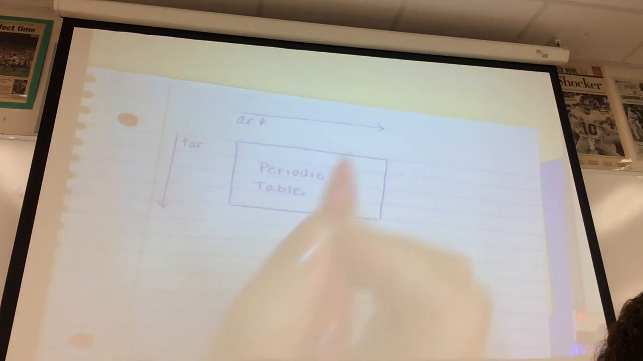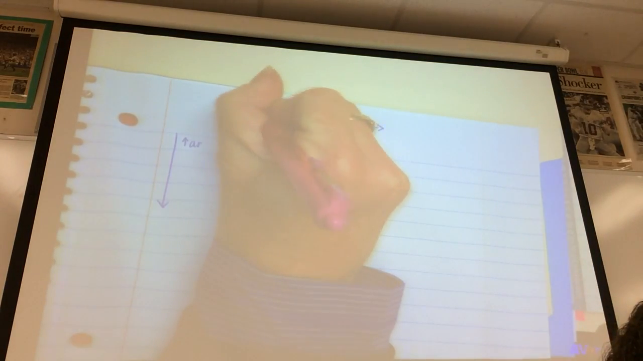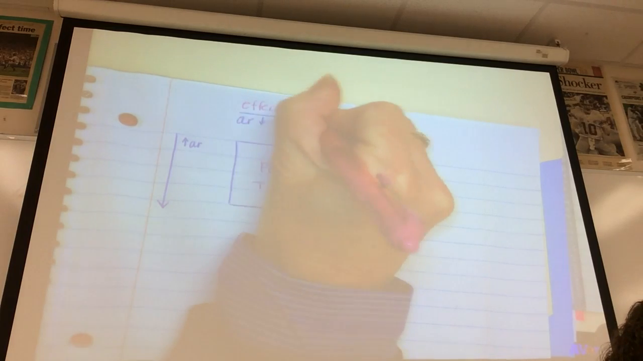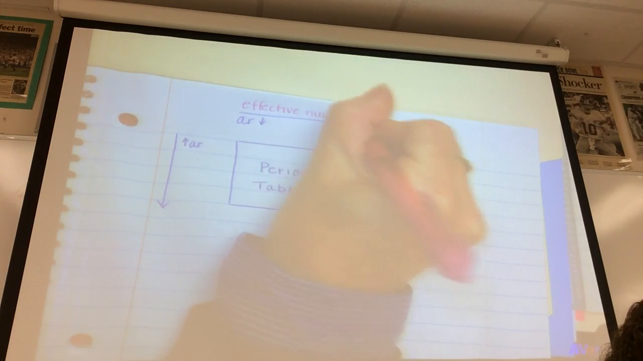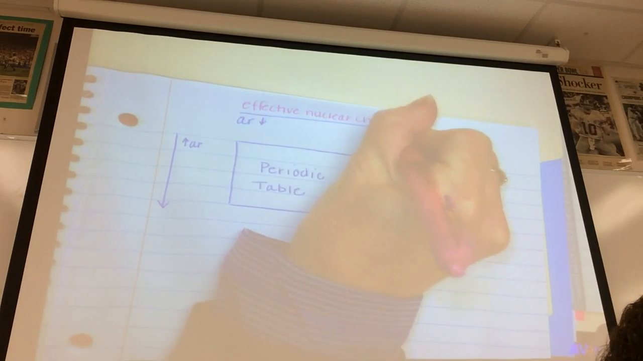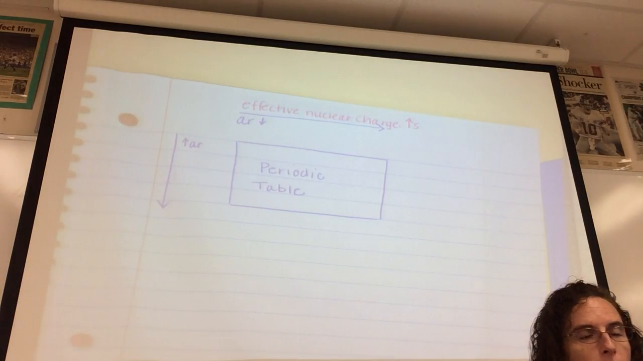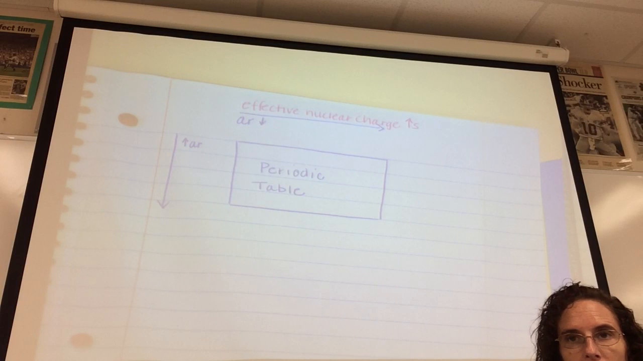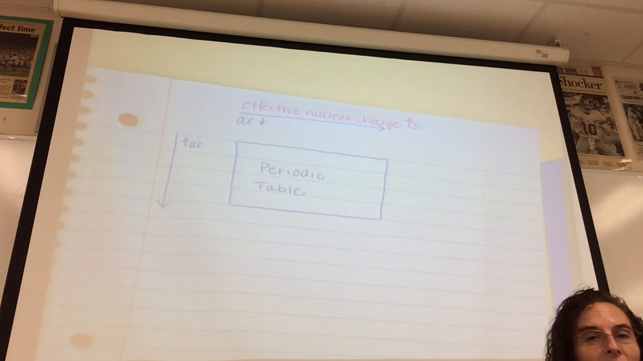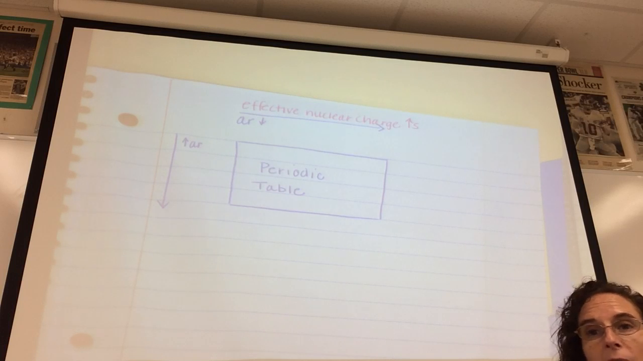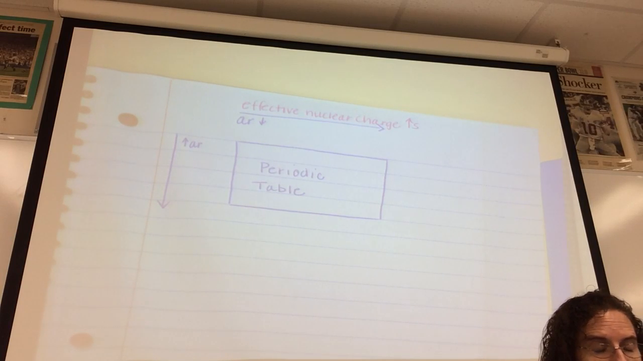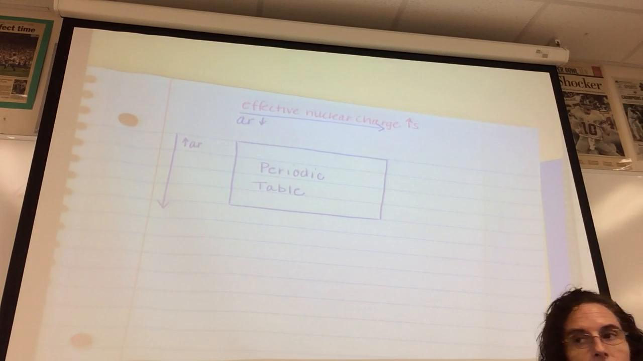But as you go across a period, the effective nuclear charge increases. That's what the valence electrons feel in regard to their being drawn toward the nucleus. So if the effective nuclear charge increases, then the valence electrons are drawn tighter to the nucleus and the radius shrinks.